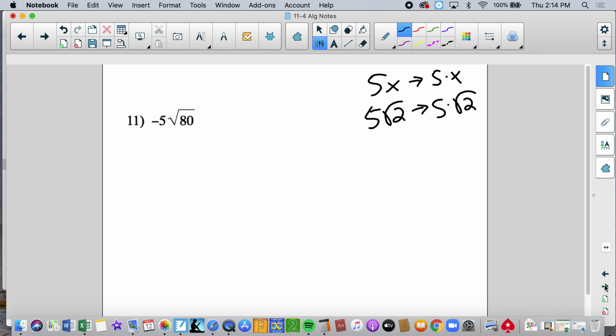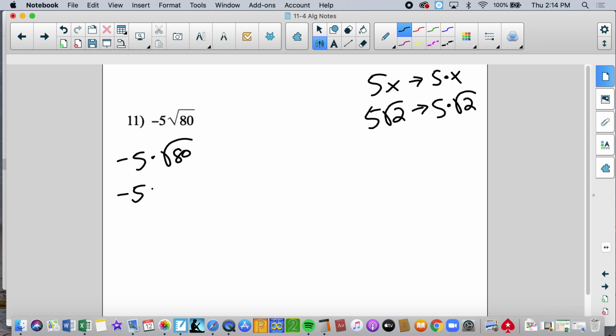Ooh, I like this one. So you have negative 5 rad 80. So remember, when we see 5x, that really means 5 times x. When we see 5 rad 2, that really means 5 times rad 2. So when we see negative 5 rad 80, that just means negative 5 times rad 80.